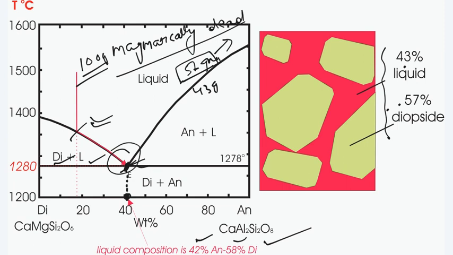When any composition reaches the eutectic, it always has a composition of dioxide 58 and oxide 42. So if you take any composition here, all will form a solid. They have a composition of 58 and oxide 42 if it is a fractional crystallization.